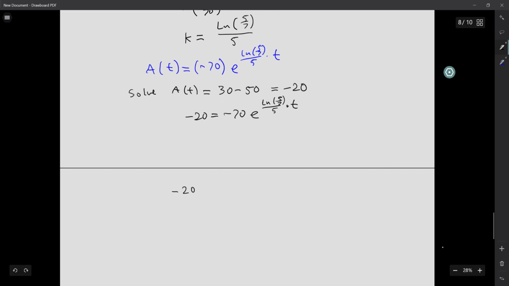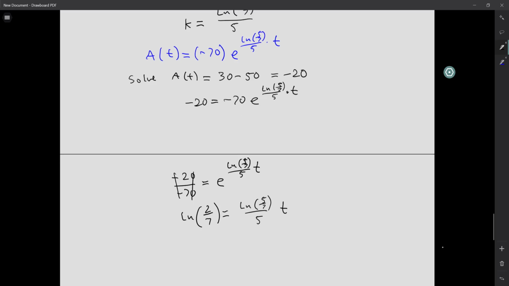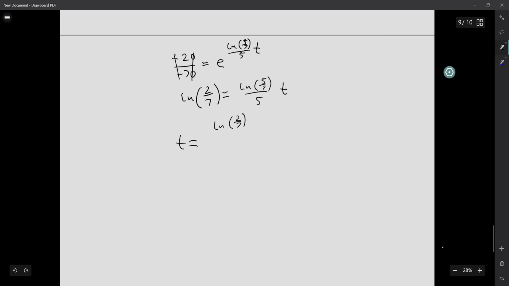So let's see what we'll have here. We'll have minus 20 over minus 70 equals e to the kt. Natural log of both sides, natural log of 2 over 7 equals, the natural log will cancel with the e, so I get natural log of 5 over 7 over 5 times t, and we can just solve that for t. So we'll get t equal to natural log of 2 over 7 times 5 divided by natural log of 5 over 7. That's what we'll end up with. Now both of these natural logs will give me negative numbers, but the negatives will cancel, so I know this is going to be a positive number, so my answer will make sense. And I should say this is in minutes.